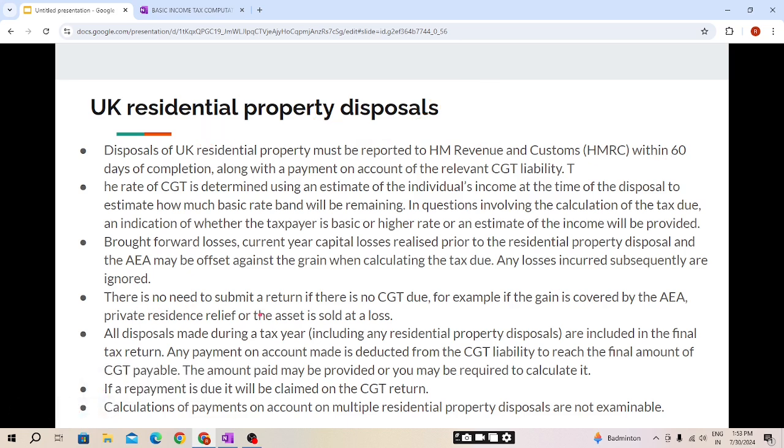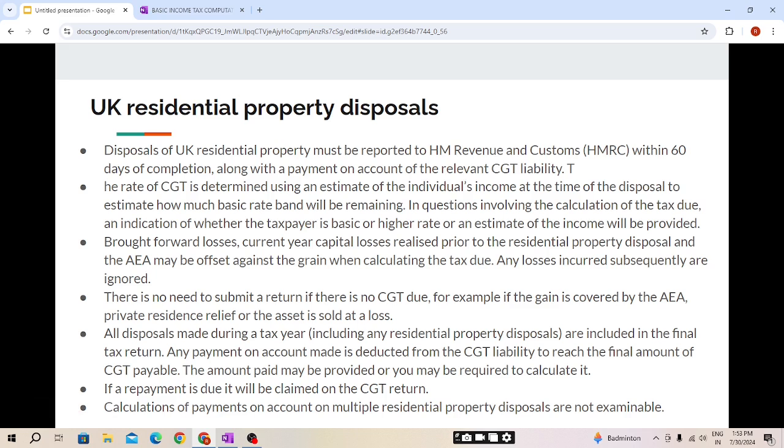There is no need to submit a return if there is no CGT due. For example, if the gain is covered by the AEA or private residence relief, or the asset is sold at a loss. If the net figure is not a gain, then there is no tax, and no need for the submission of the return. I hope this is clear.